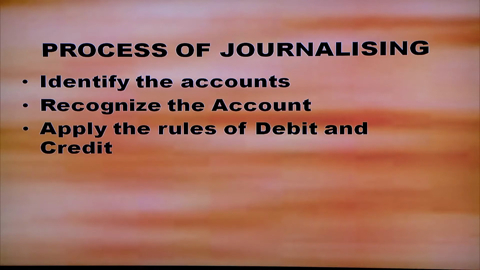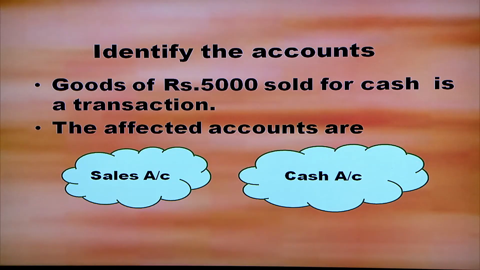In the process of journalizing, we have to identify the accounts, then recognize the account and then apply the rules of debit and credit. Here is a transaction. Goods of rupees 5,000 sold for cash. We have to identify the accounts or affected accounts. In this transaction, affected accounts are cash account and sales account.